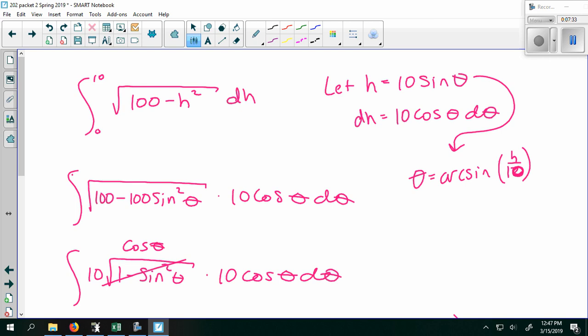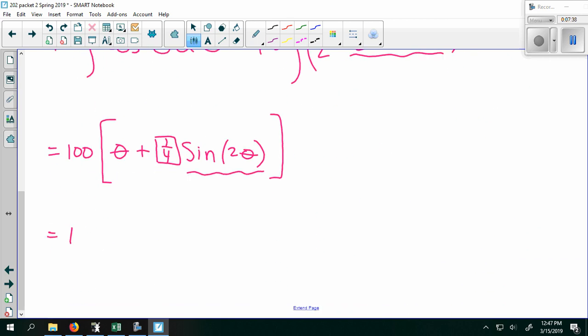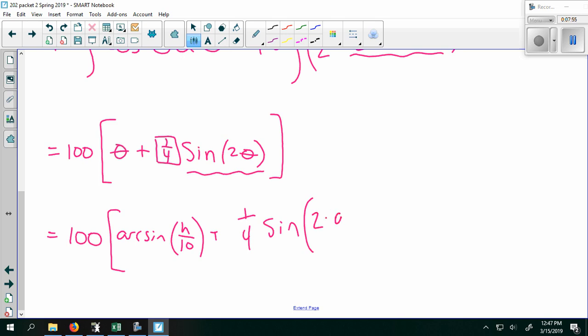Okay, so I'm going to replace my thetas with arc sine h over 10 in my antiderivative, times arc sine h over 10 plus 1/4 the sine of 2 times the arc sine of h over 10. Plus c, plus c. Okay.